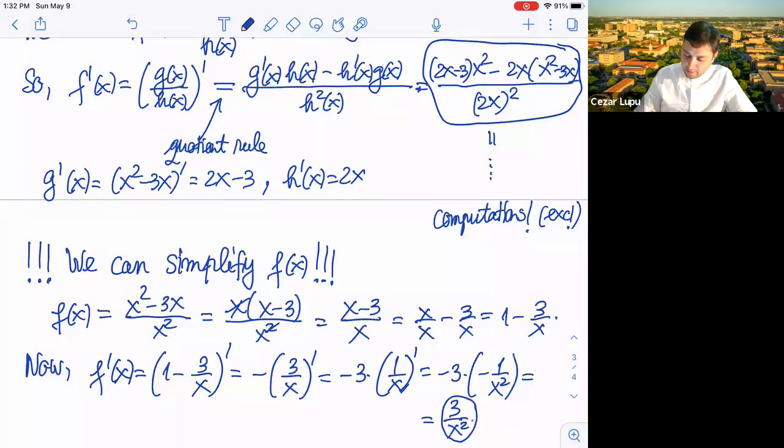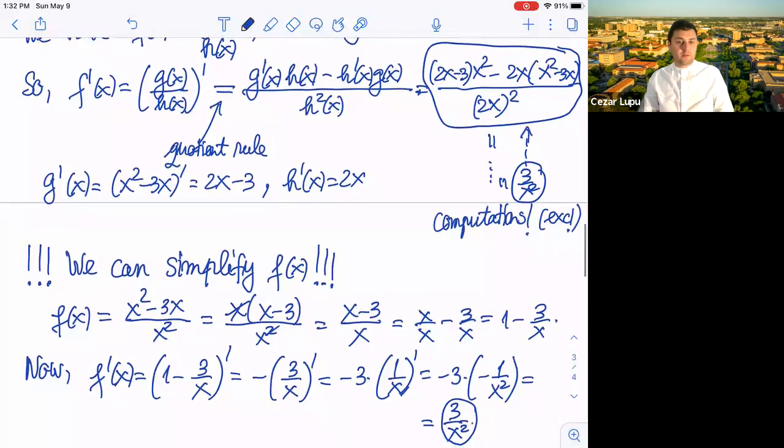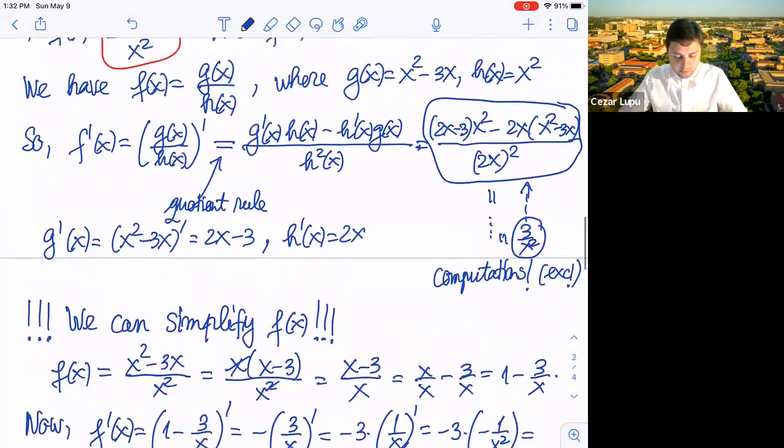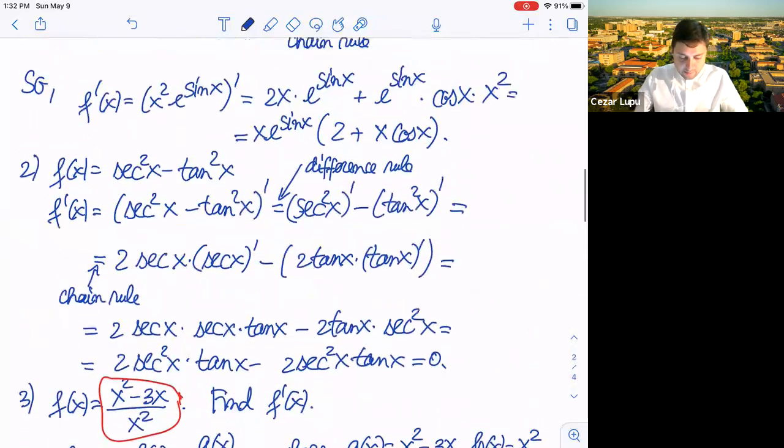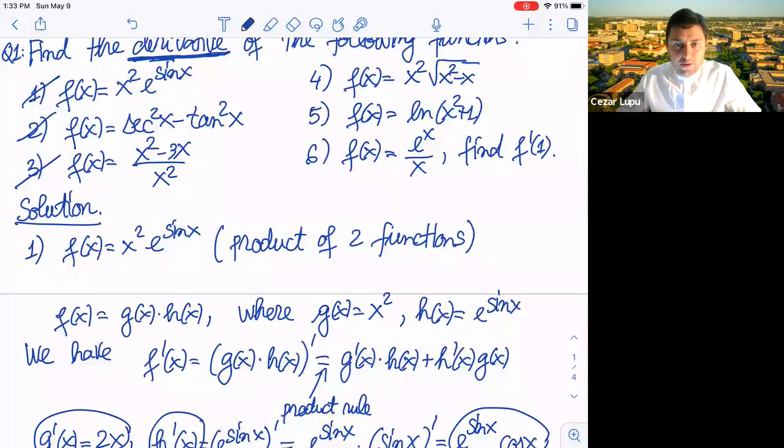And I'm sure you'll find it here as well. Just make sure you check the computations here. But anyway, you see, when you're under pressure and you have this time limit, maybe you look to simplify your function as much as you can, right? All right. So this was the third one. Any questions so far? No? All right. I hope everything is clear so far?